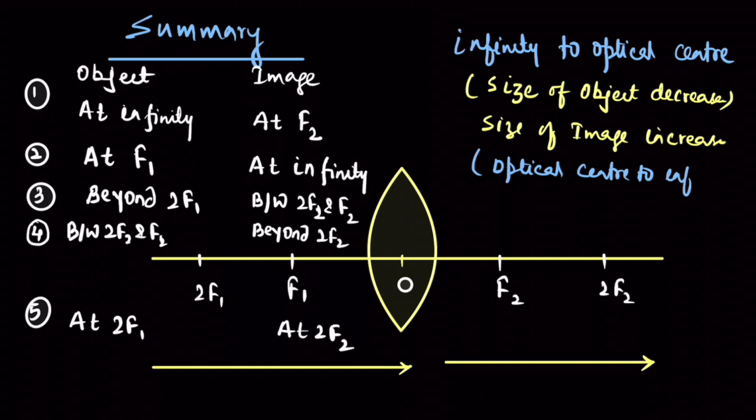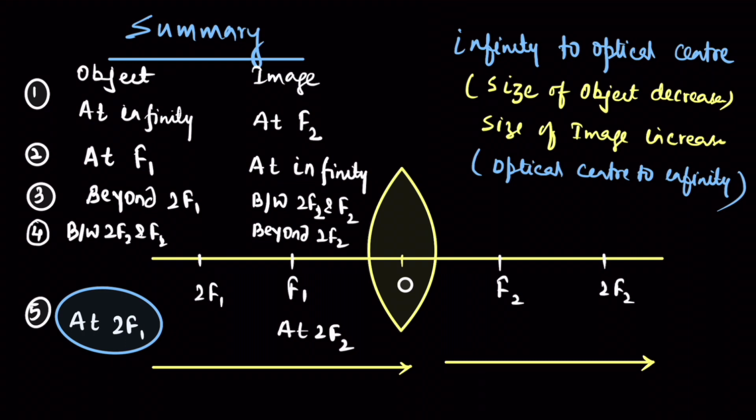And at which point both are equal? Both are equal at 2f1. Means at center of curvature, the size of image and the size of object both are equal. But when the object is moving towards the optical center, that time image will go away from the optical center and the size of the image will start increasing. So I hope you understood this summary. It will help you to understand this image formation.